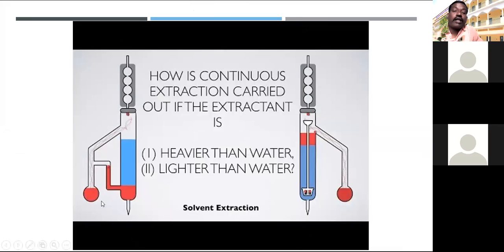Here you can see the difference. The first one is for solvents heavier than water. That means this type of instrument is used for solvents heavier than water. The next one is for solvents lighter than water. The instrument is different under the different conditions.